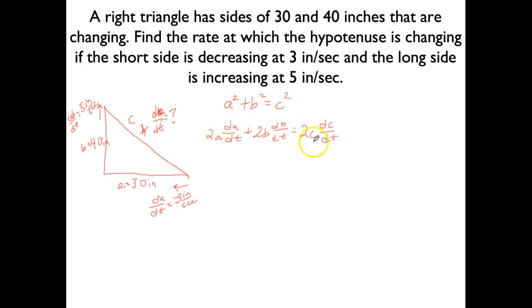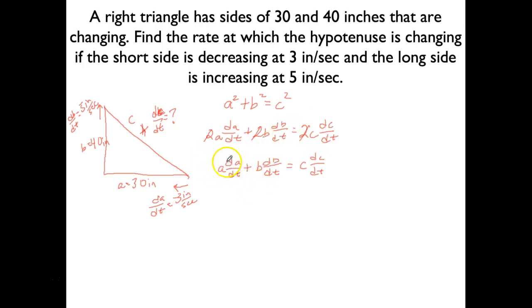If you notice here, there is a step we can do right here before we start plugging stuff in. There is a 2 in every single term. What you can do is divide by 2, and it'll cancel every 2 out. So our formula is actually a dA over dt plus b dB over dt equals c dc over dt. And that just makes it so we don't have to deal with that 2 that's in there everywhere. If you left it in there, it really wouldn't matter.